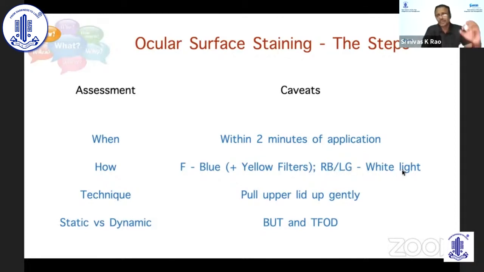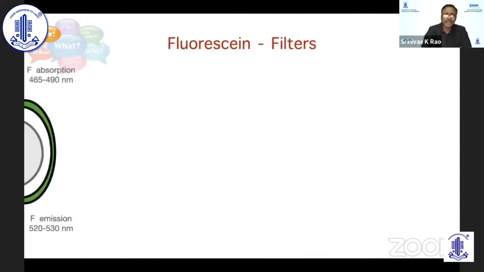So the technique to do this is to gently pull up the upper lid to look at the static staining that I'm talking about, because many important findings may be present in the superior cornea or the superior limbal conjunctiva. So what I'm talking about is the static use of fluorescein staining, and what Professor Yokoi showed you was the dynamic use of fluorescein staining.